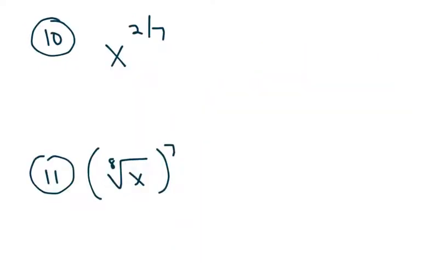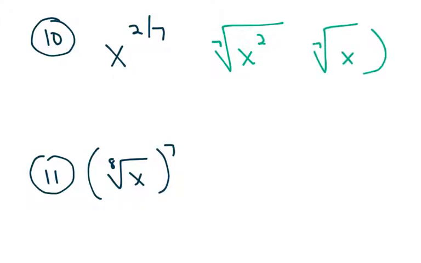Number 10 asks you to convert x to the 2/7 power to radical form. Remember, the denominator is your root index. Make sure the little root index goes inside the little V shape of the radical. If you write it out in front like this, it is not a 7th root. That is 7 times the square root. And then you just put x squared here. There is another way of writing it. You could also write it as the 7th root of x in parentheses squared. I don't care which one you use.